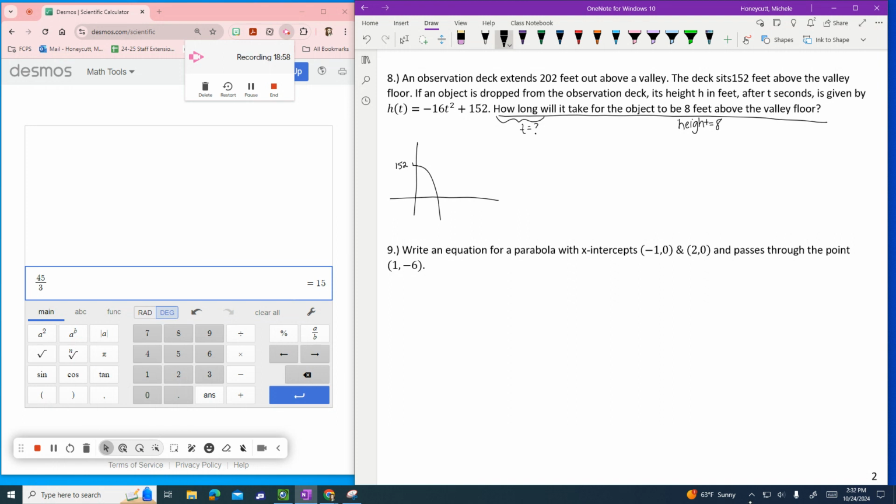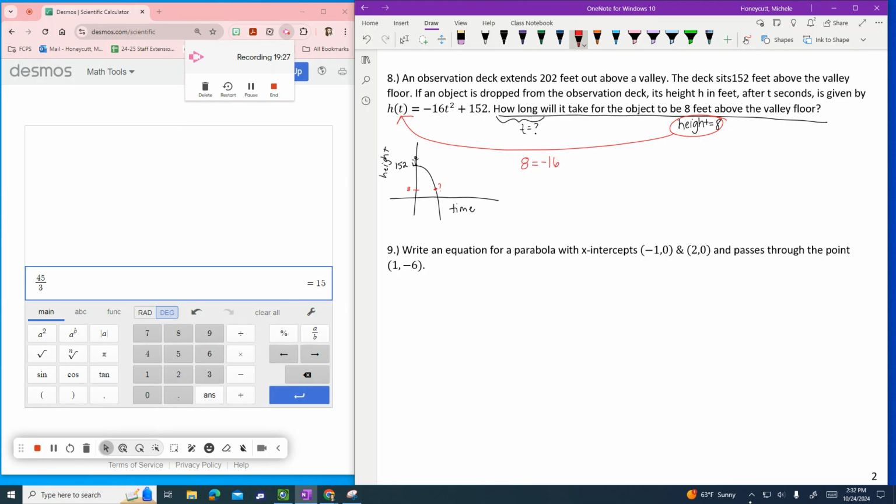So you're standing on this deck, and you drop the object and it falls down. Okay, so this is time, this is height, and it says, how long will it take for the object to be 8 feet? So here, let's pretend this is 8. I want to know what this time is. So I'm going to take height and replace it in my formula. I'm going to put 8 in for height.